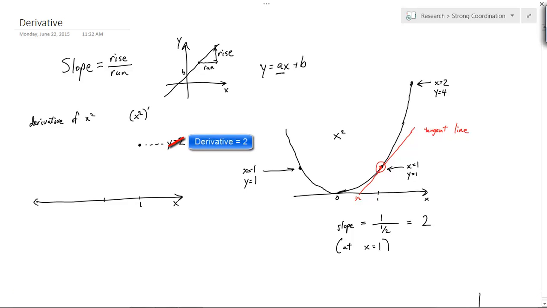Now, let's just eyeball some other slopes. What should the slope be when x is 0? Well, it's flat, so the slope should be 0. We know that. And what is the slope when x is negative 1? So by symmetry, it's the same slope except it's coming down, so it's going to be negative 2. All right? So negative 2.